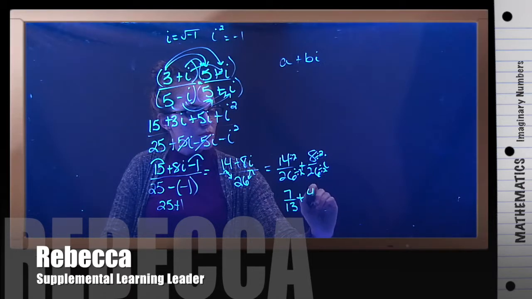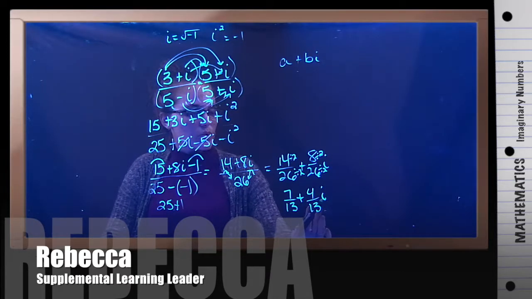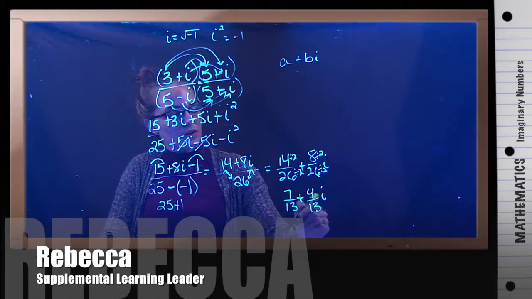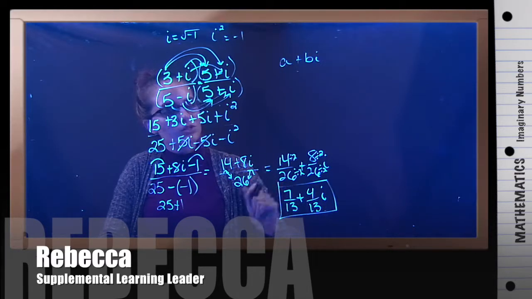8 divided by 2 is 4. 26 divided by 2 is 13. So you have 4 over 13 i. And your i term should always be second, and ours is. So that means that ours is fully reduced. So that's our final answer.